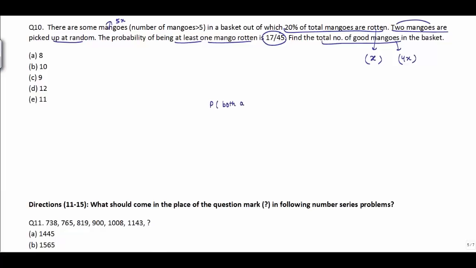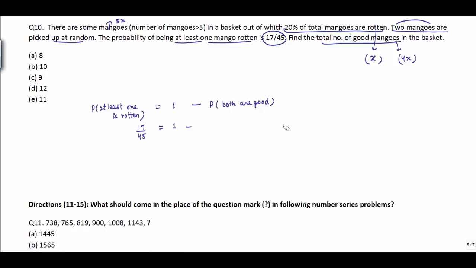both mangoes are good and subtract it from 1, then I will get what? The probability that at least one is rotten. Simple. So we will follow this. We need to find, we have been given this. This is 17 by 45. 1 minus, we need to find this.